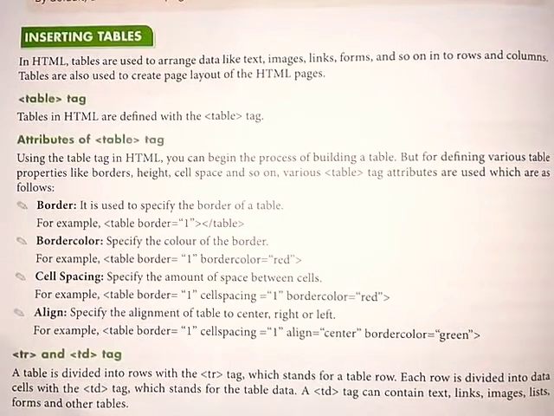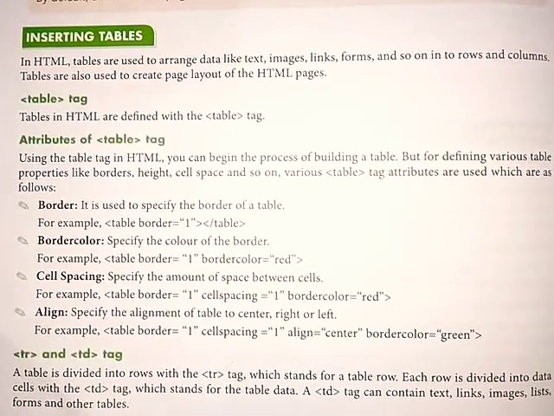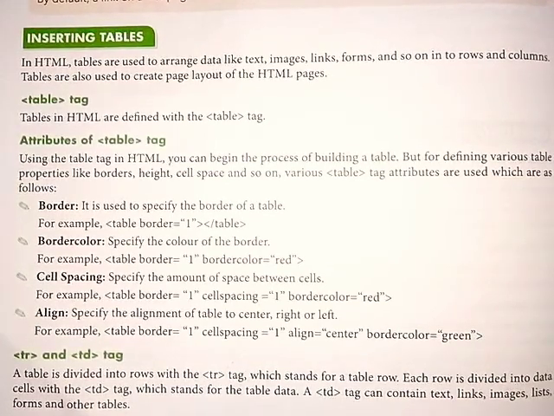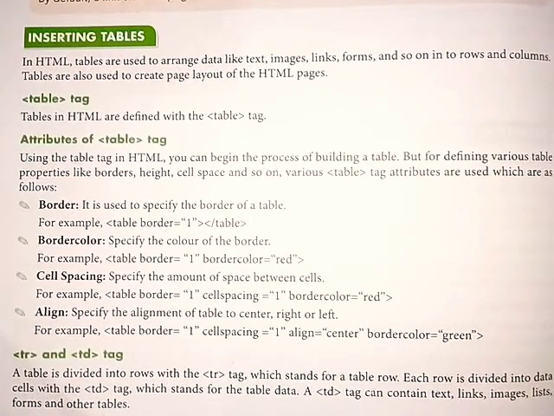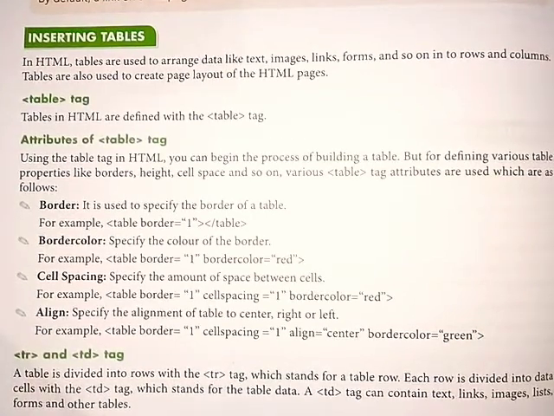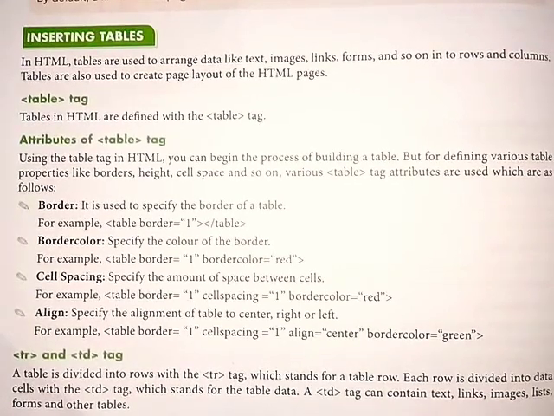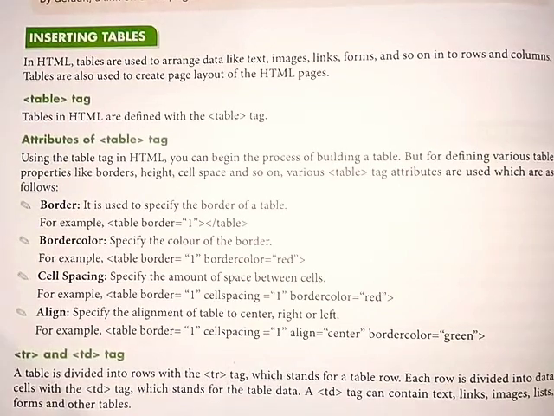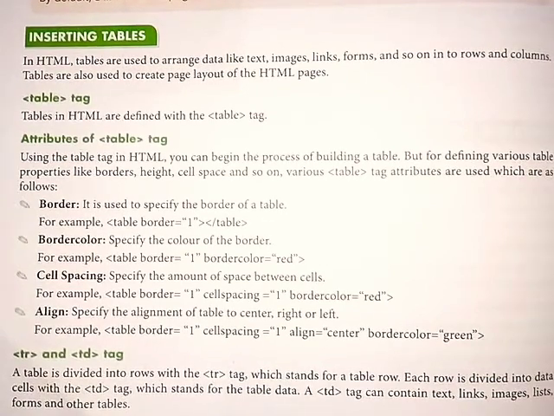But for defining various table properties like border, height, cell space, and so on, various table tag attributes are used, which are as follows. Border. It is used to specify the border of a table. For example, <table border="1">. Border color. Specify the color of the border. For example, <table border="1" bordercolor="red">.